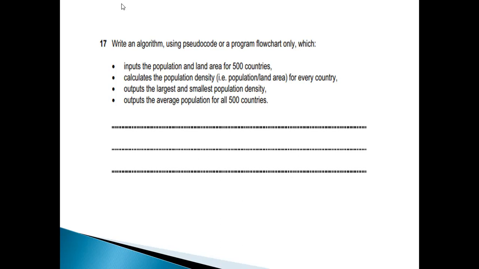Okay, you can do so. I think I can do all of it apart from the output of the largest and smallest population density. Yeah, there is a small logic I will tell you, but first you start, okay? You can do that. So first you have to declare a counter for the loop.